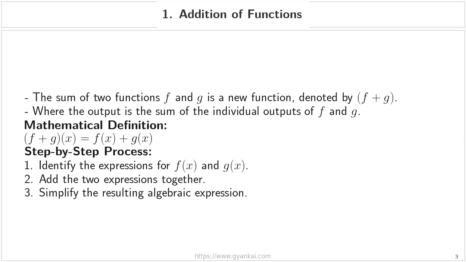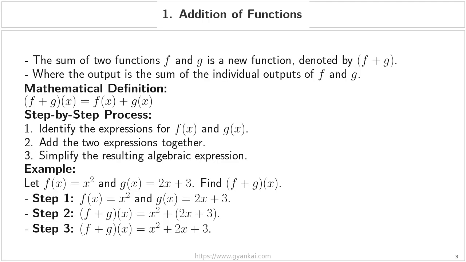If you are working through a problem, you can follow this simple three-step process. First, clearly identify the algebraic expressions for both f of x and g of x. Second, add those two expressions together. And third, simplify the resulting algebraic expression by combining any like terms. Let's look at a concrete example to see this in action.